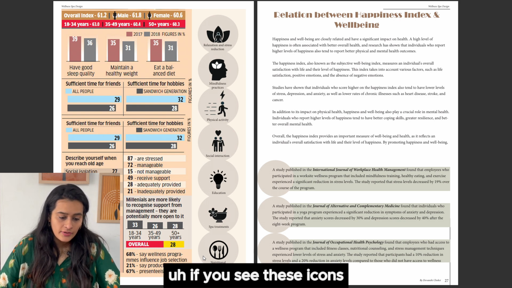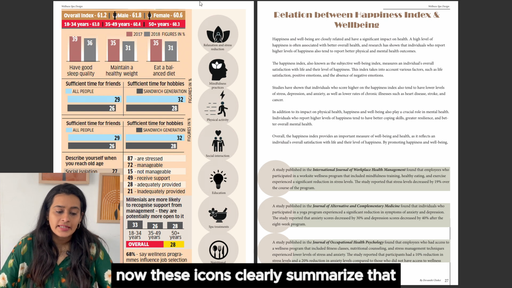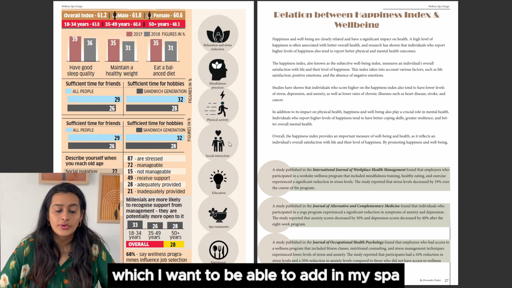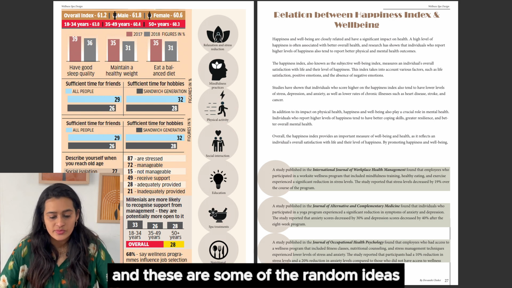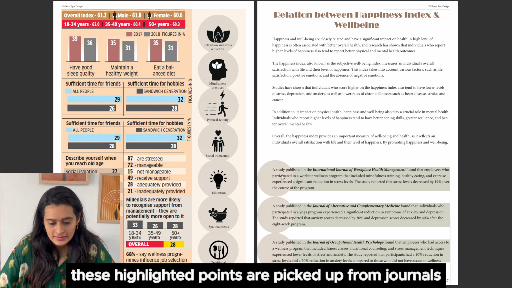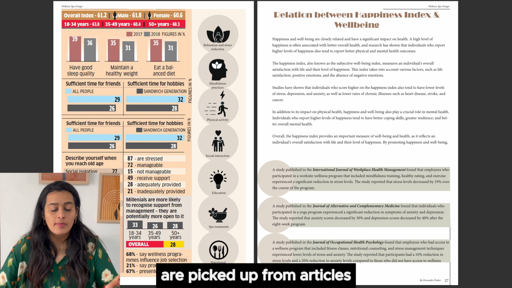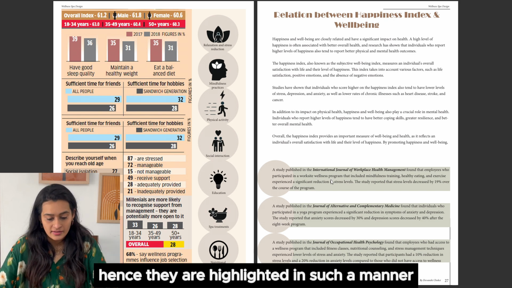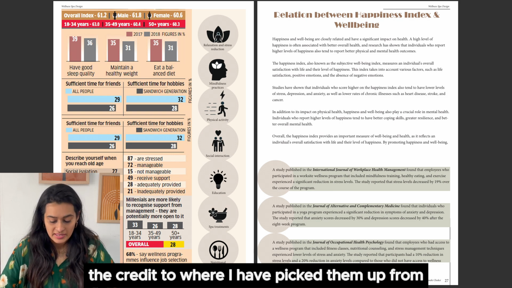Next, again, if you see these icons, these icons clearly summarize some things which I want to be able to add in my spa. And these are some of the random ideas which I quickly came up with. Again, these highlighted points are picked up from journals and articles, hence they are highlighted in such a manner, and I've also given the credit to where I have picked them up from.